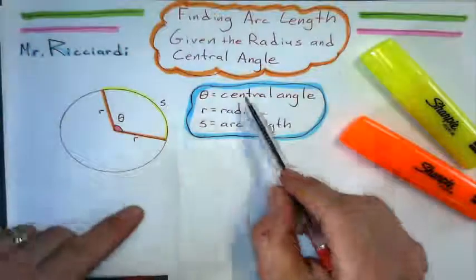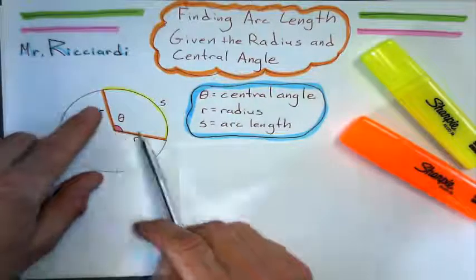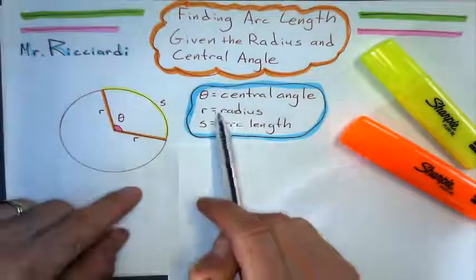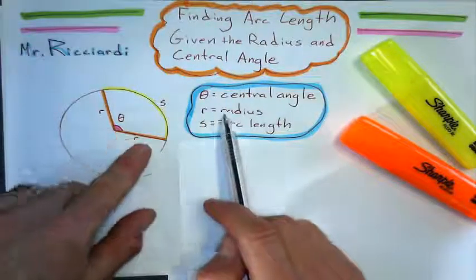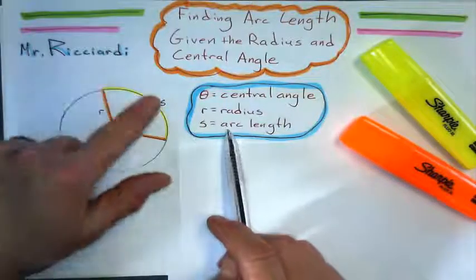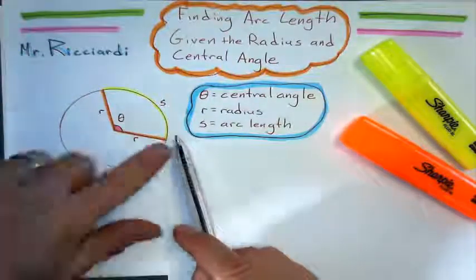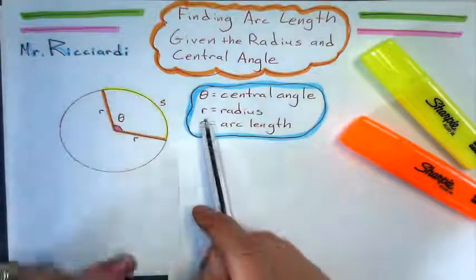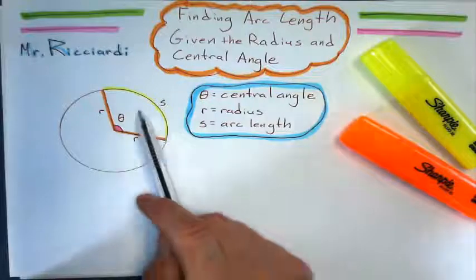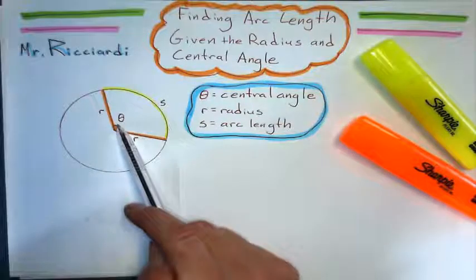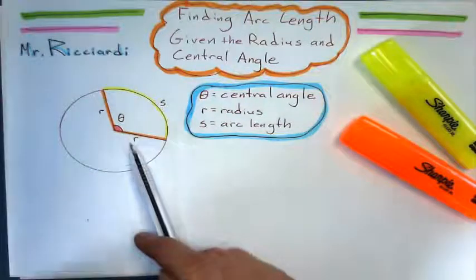And those are the central angle, which is the angle formed between the two radii of the circle, the radius, the length of the radius of the circle, and of course the arc length. That's what we're figuring out. Okay, so the arc length is dependent upon those two things. How long the arc length is depends on the central angle and the radius.